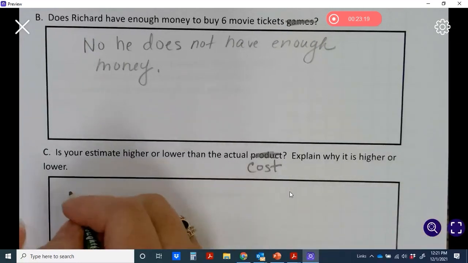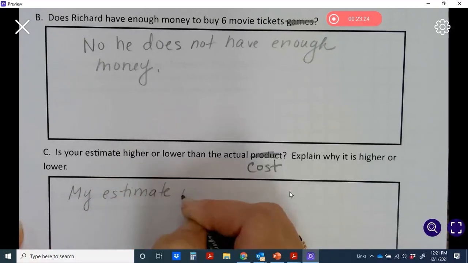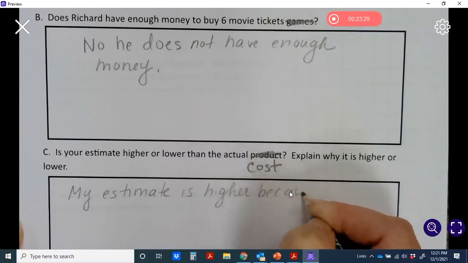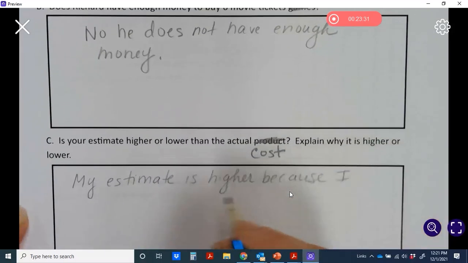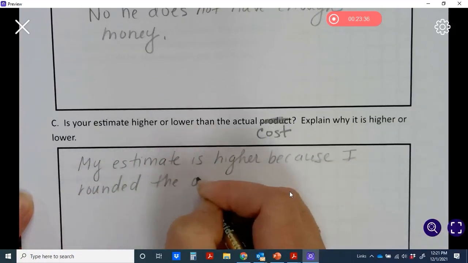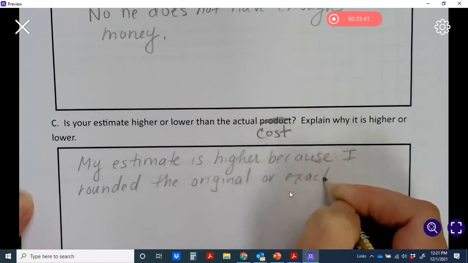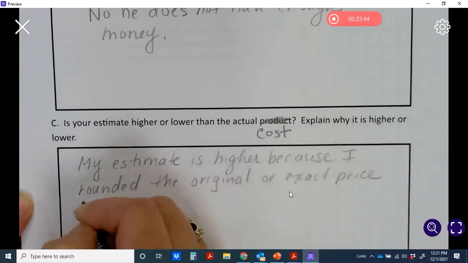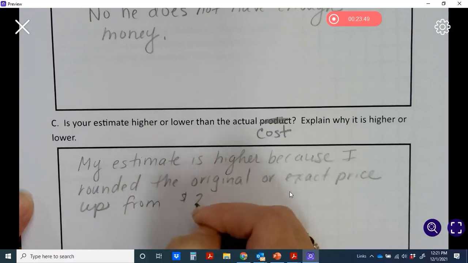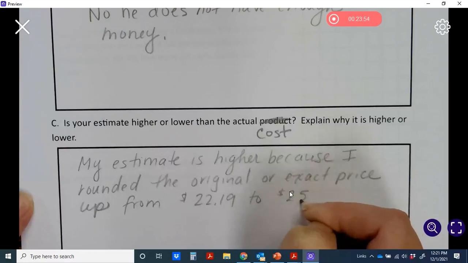Okay, my estimate is higher because I rounded the original or exact price up from $22.19 to $25. Okay.